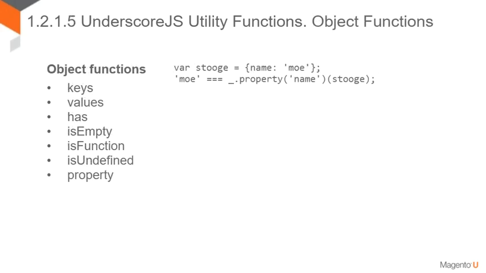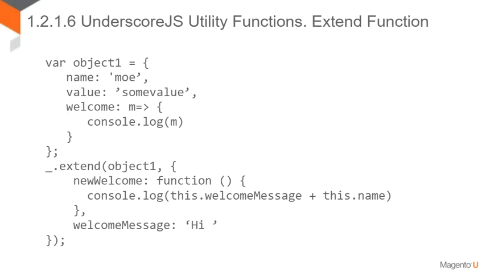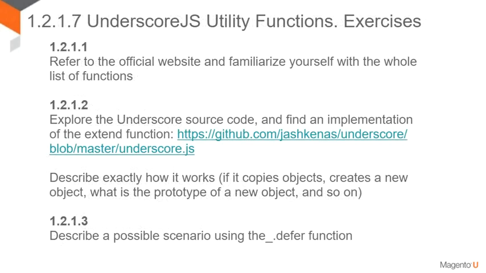The slide shows some of the object functions provided by _JS. The extend utility function is one of the most used in Magento. It allows you to extend an existing object with a given one. It is important to understand the details of exactly what it does. One of the exercises at the end of this section will ask you to do exactly that. Follow the instructions on the slide to complete this exercise.